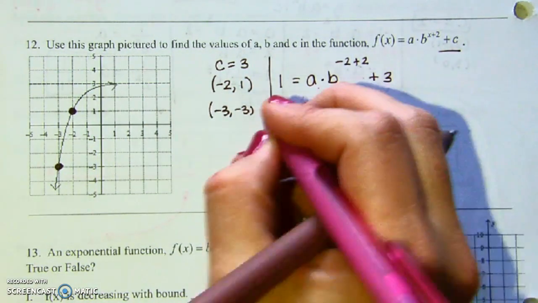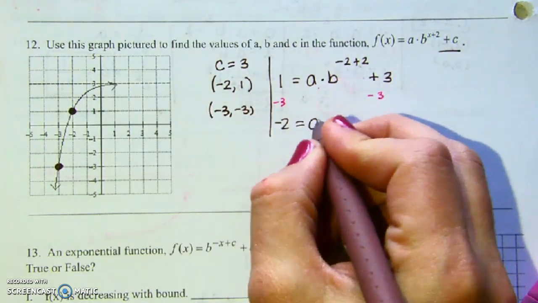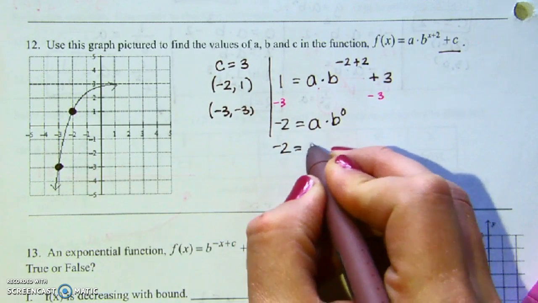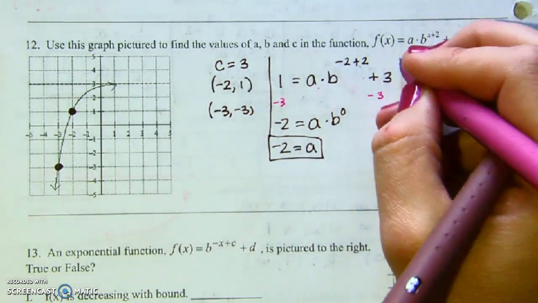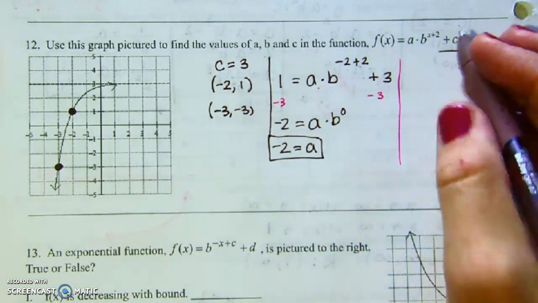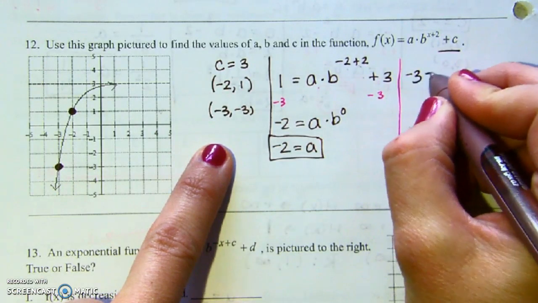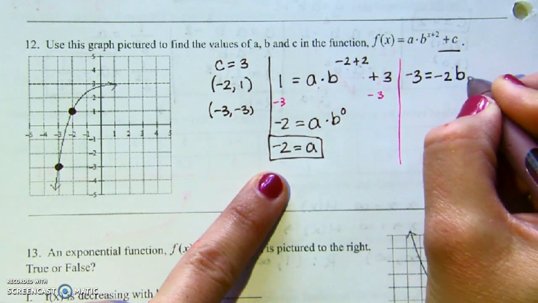Here we go, people. Subtract 3. 1 minus 3 is -2. Do you agree this is b to the 0? And b to the 0 is equal to 1. So what do we have for a? We have -2. I draw lines to keep my work organized. Okay, we have to use the other coordinate point now. So that's why we find a, but we know a is -2. We don't know what b is.